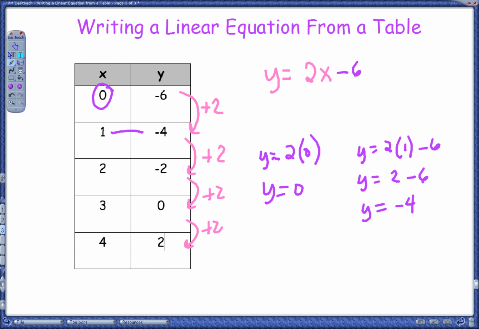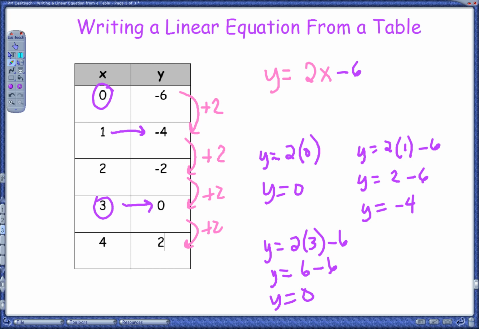I plugged in 1, and I got negative 4. Let's try it with 3. So y equals 2 times 3 minus 6. Now I'm trying to get to 0. Y equals 6 minus 6. Y equals 0. So I plugged in 3, I got 0. So this is my equation.